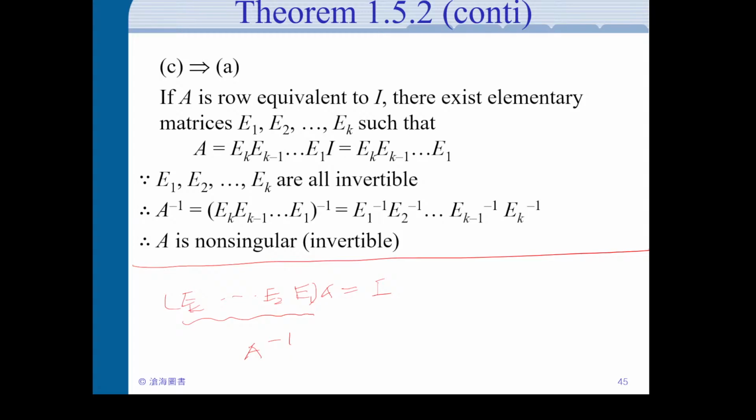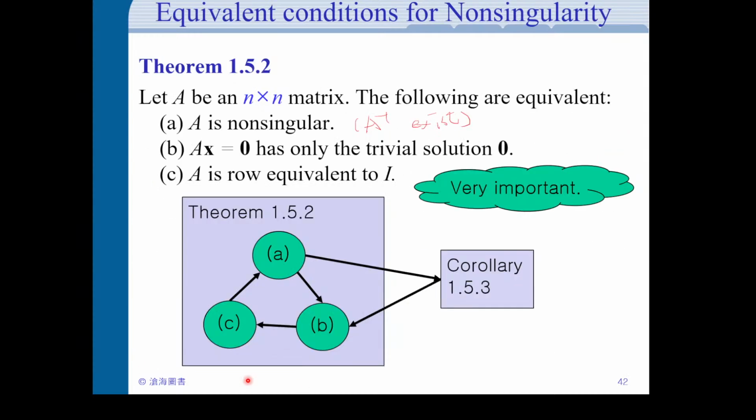Because if A is row equivalent to identity, there is a string of elementary matrices you can multiply on it and make it equal to identity. And then this string of matrices multiplying together is A minus 1. Okay, so this finishes our proof. We prove this arrow, and this arrow, and so all those three are equivalent.